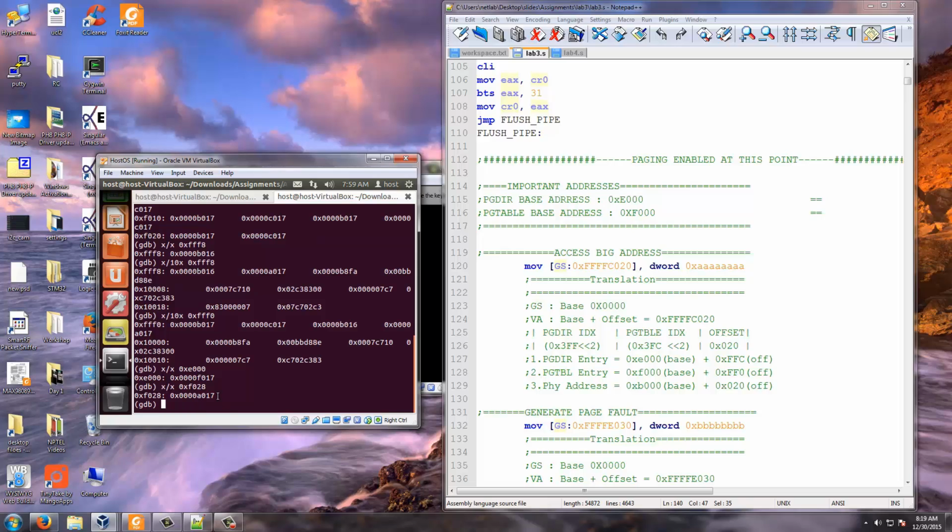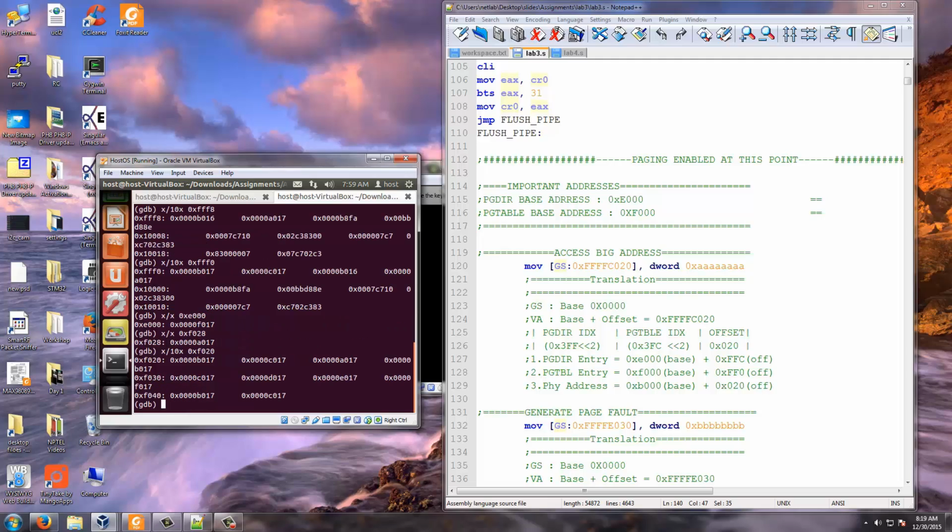And note that the 28th entry is now A1017. It is mapped, identically mapped. Now just see that we'll do some 10 to show you how it is going to work. We'll just see x/10x. Now you see that B1000 is mapped down to B1000, C1000, etc. The odd and even page.